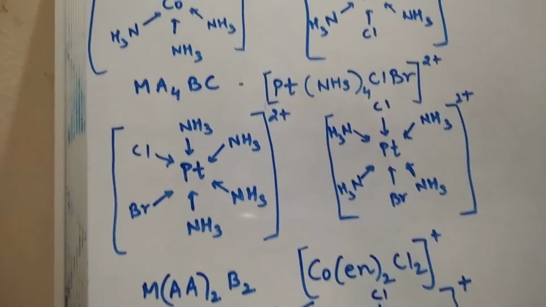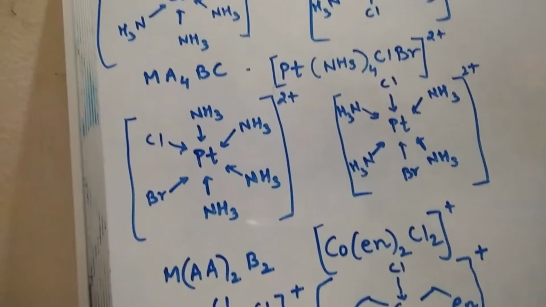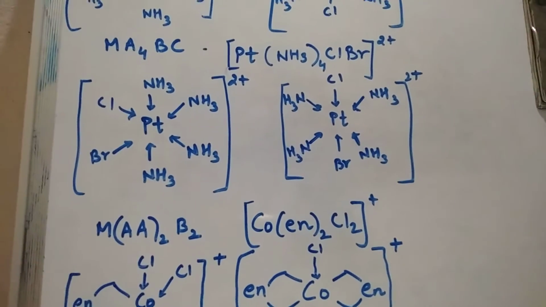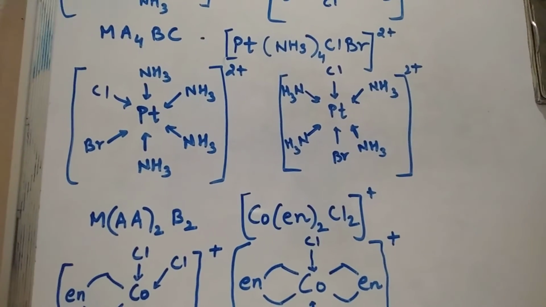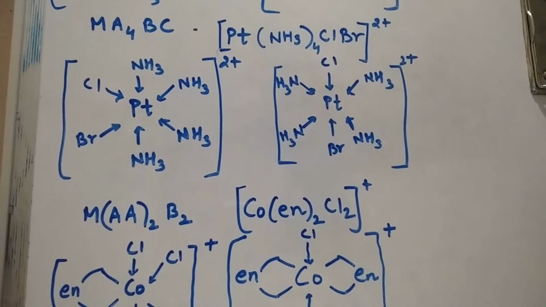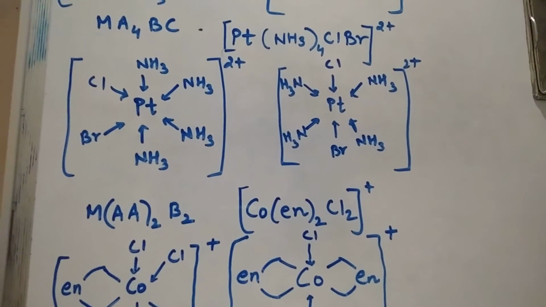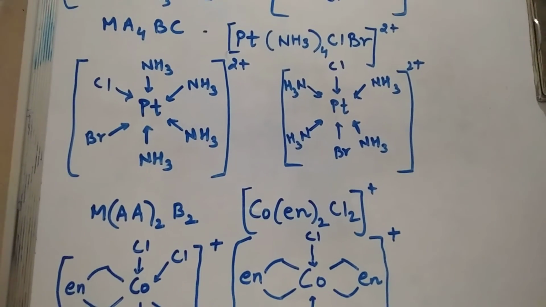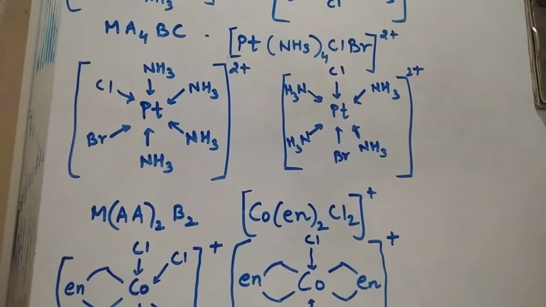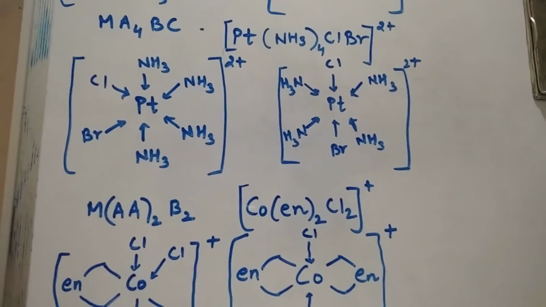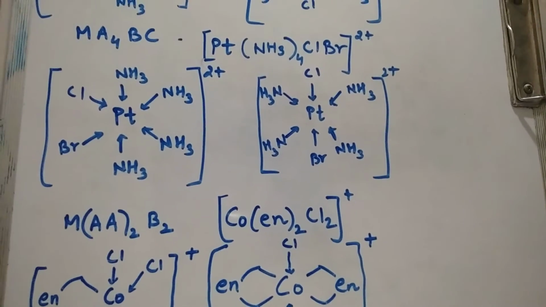Second type of complex is an octahedral complex, again of the type MA4BC. M indicates the metal ion, A4 indicates one type of ligand. B and C are now 2 different ligands. Now, how many is the metal bonded to? A4 is 4, B is 1, C is 1, so total 6. So it is going to give an octahedral complex only.